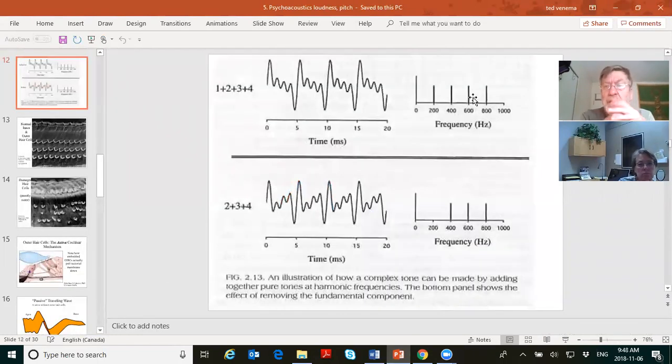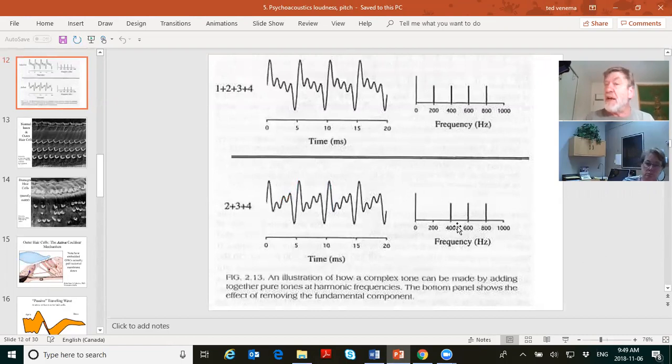There we go. Now look at these two tones. The top one is a complex sound. The bottom one's a complex sound. But what's different about the bottom one is, look, they took away the fundamental frequency. And you know what you're still going to hear? The overall pitch of this tone is going to be around 200 hertz, because all these are 200 hertz apart. And even if you take away the fundamental frequency, you're still going to hear an overall pitch of 200 hertz. And they call that the case of the missing fundamental.